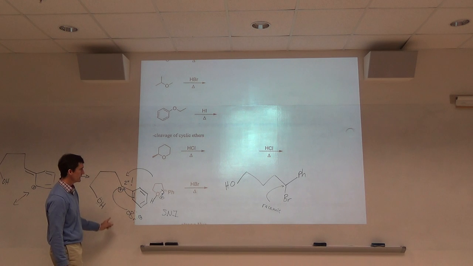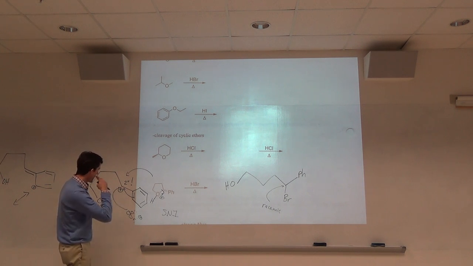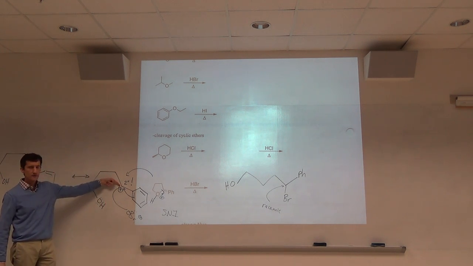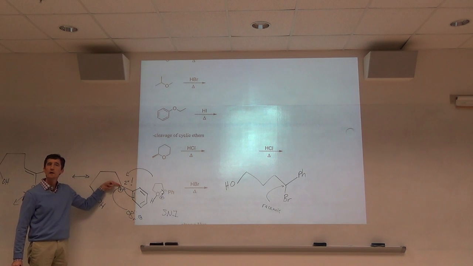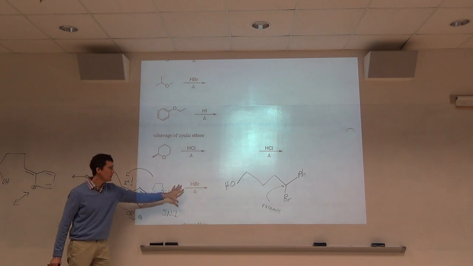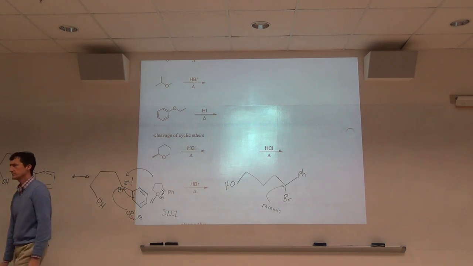What else did we want to say? What's the name for this carbon here next to the benzene ring? General name for that. Benzylic. Benzylic cations are very easy to form. It's probably going to go SN1. Boom, there's your predicted product.